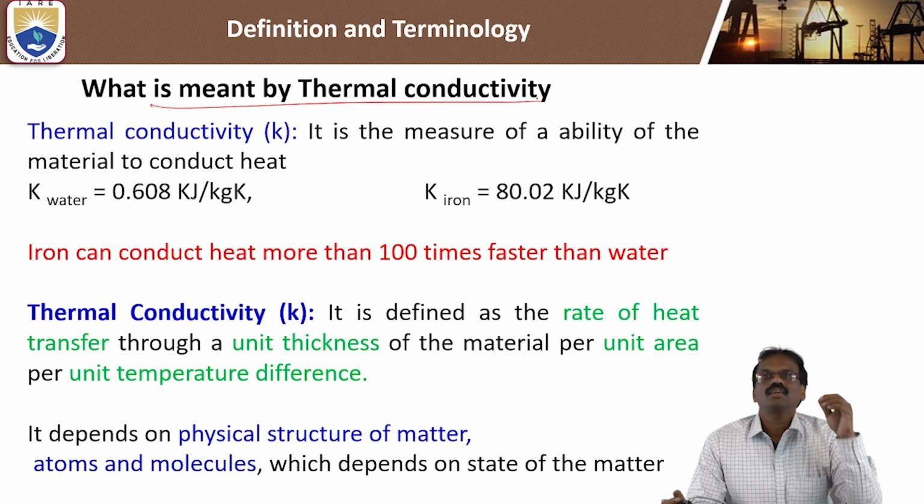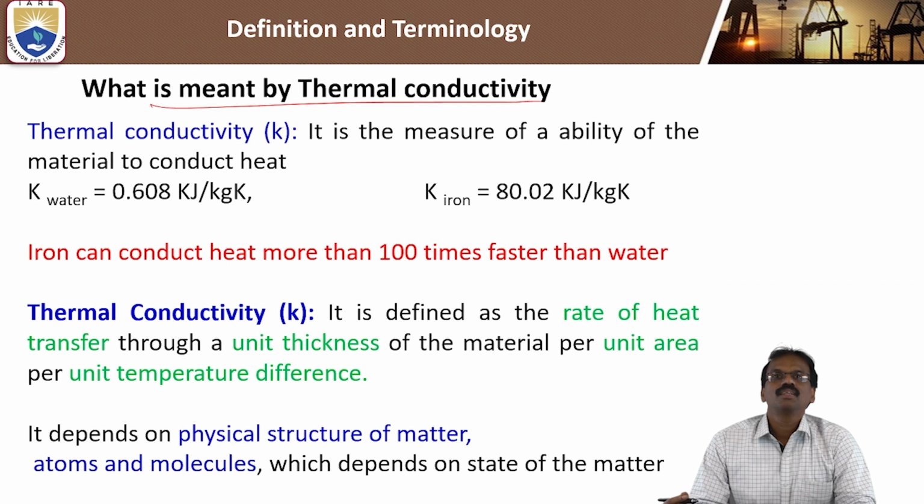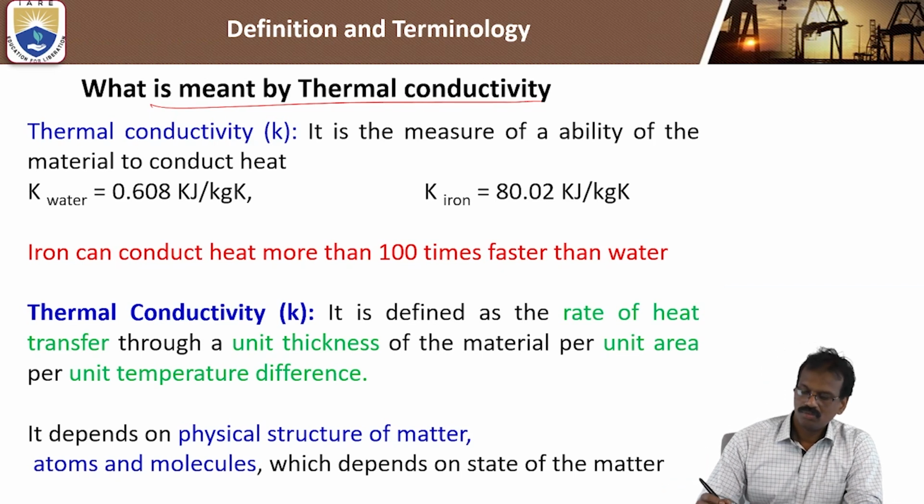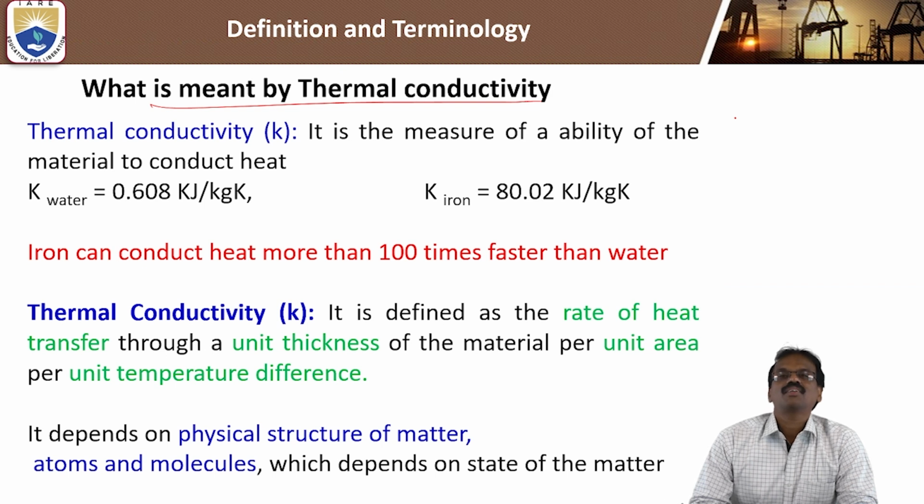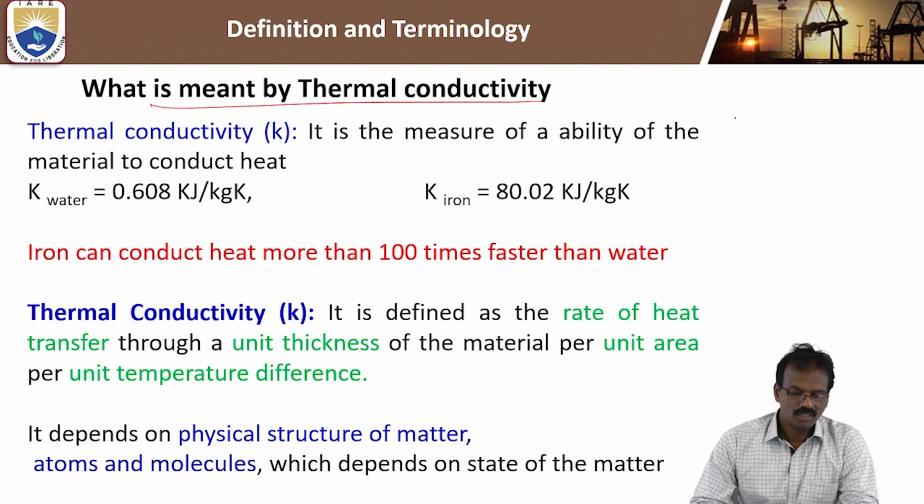It is the material property. It varies with respect to different materials. So some materials have high thermal conductivity, some materials have low thermal conductivity. Mainly solids, metals have high thermal conductivity, because conduction occurs only in solids, solid material.